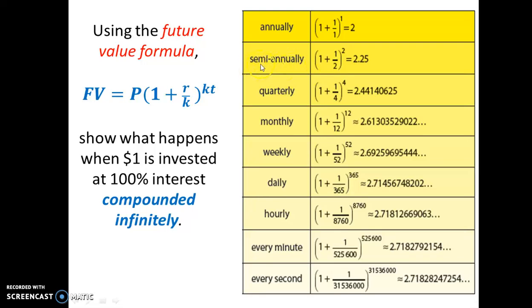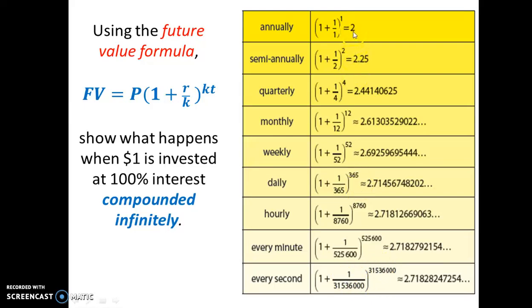Now, if you compound semi-annually, meaning twice a year, you take the 100% divided by 2, which will give you 0.5, which is 50%. That makes sense. That'll be 1.5. And here's 2 payments in the year. You get this amount. Keep going. Quarterly, monthly, weekly. There's 52 weeks in a year, so you do the 100% rate divided by 52. You get your new rate, and then 52 payments. You get this amount. Daily, 365. Hourly, 8760. Every minute, every second, that many seconds in a year.